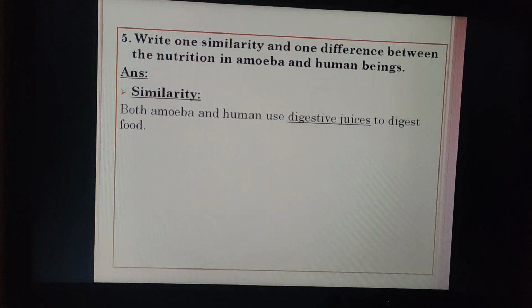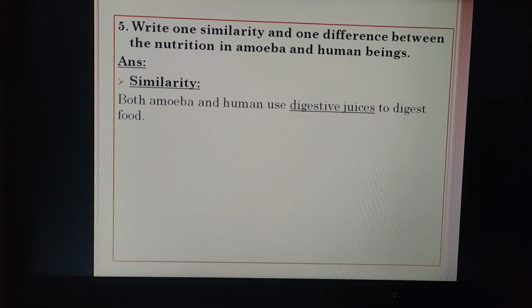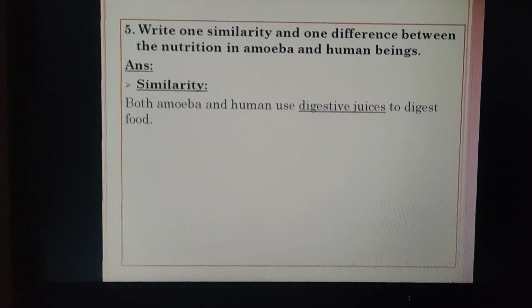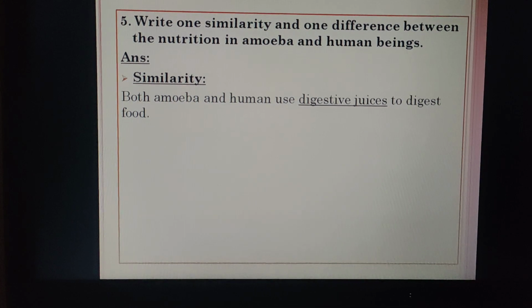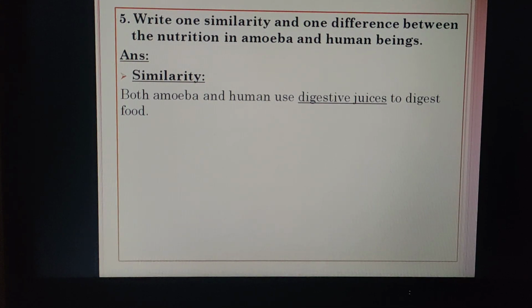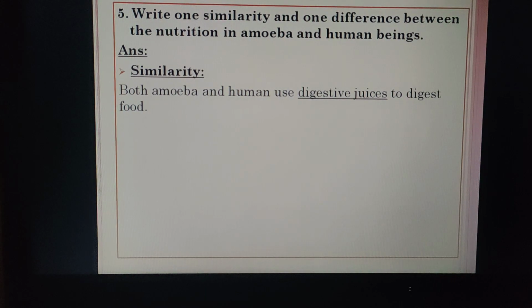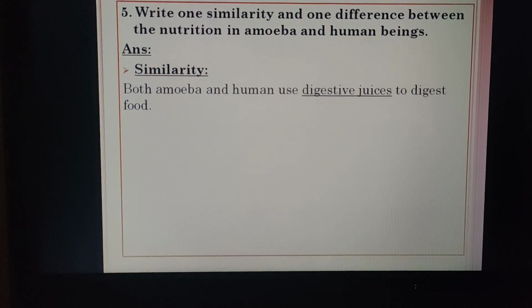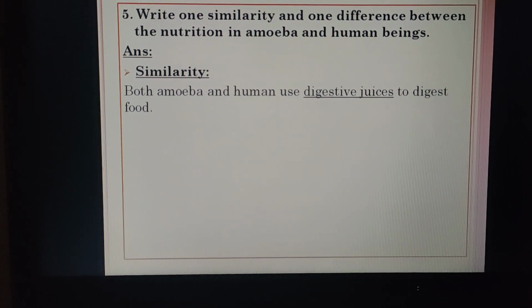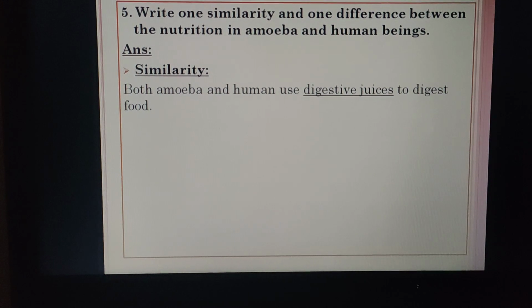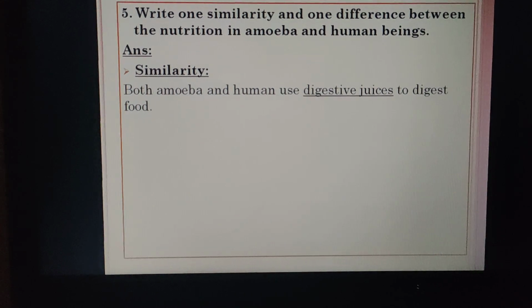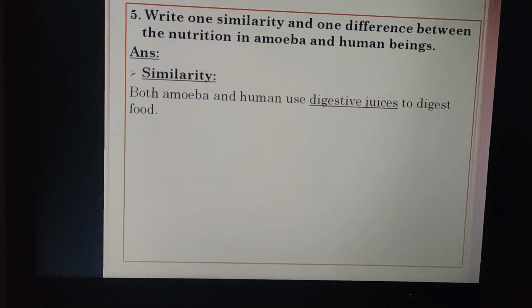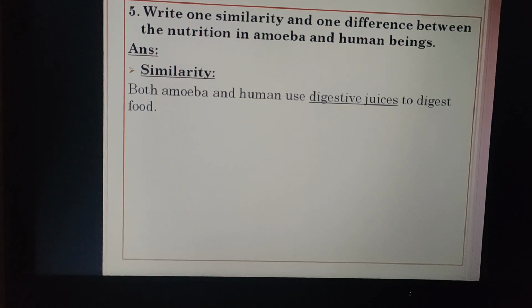As you see, amoeba has a food vacuole, and inside it digestive juice is secreted, and hence it is able to digest the food. The same thing is available inside the human being also. Different digestive juices are present inside the body. In the stomach, digestive juice, and with the help of bile juice we can digest fat. With the help of digestive juice we can digest protein. Intestinal juices completely digest all the food nutrients inside the food. So in this way, digestive juices are present in both amoeba and human.